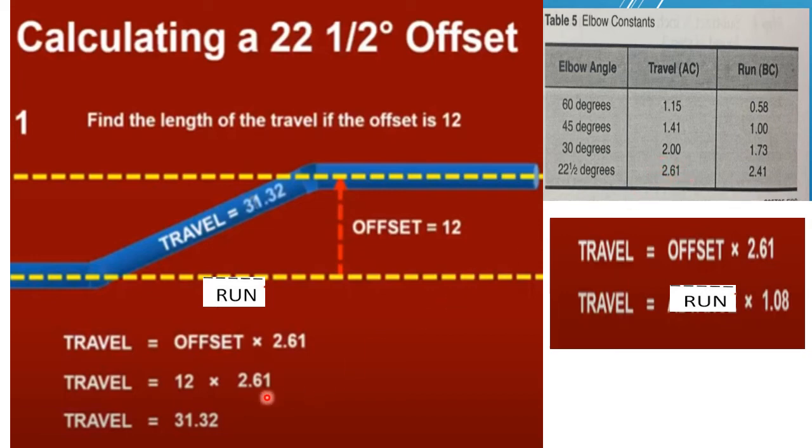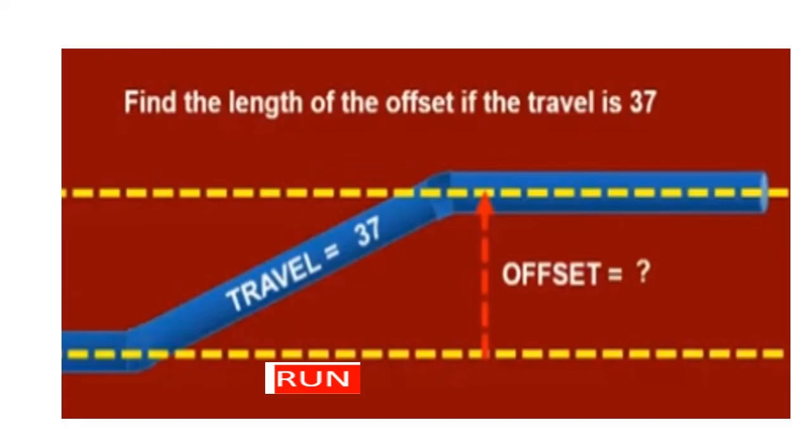Now how much will we get? Travel equal to 31.32. This length is called travel. From here to here we'll get 31.32. Understand? Let's see the next question.